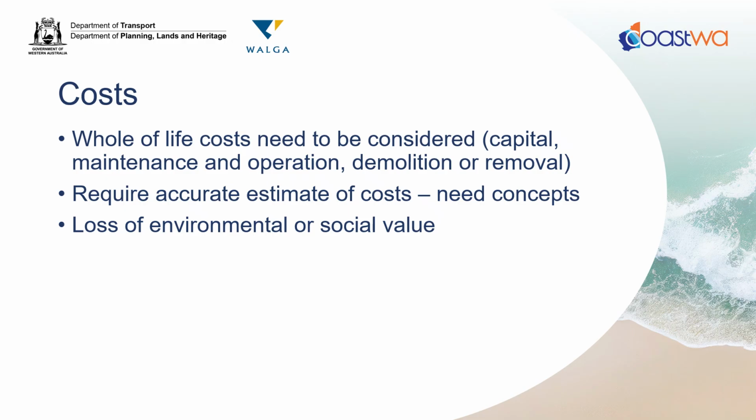Under the costs in the cost benefit analysis, whole of life costs need to be considered. This would include the initial capital construction costs, along with maintenance of those options, operational costs, and any demolition or removal costs at the end of the project, and it requires an accurate estimate of costs. So you need appropriate concepts and really appropriate costing information, or it will really affect the outcome of your analysis. We'd also consider the loss of environmental or social values within those costs. So a loss of a vegetated dune, for instance, would have an environmental cost associated with it.